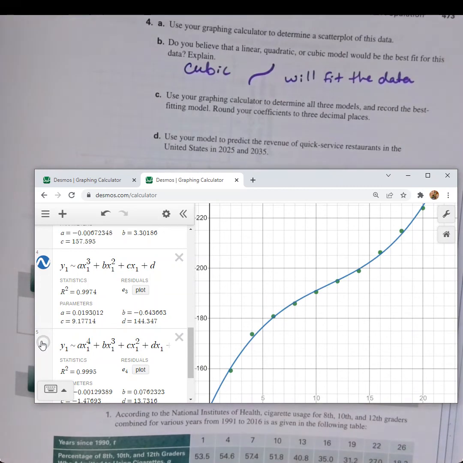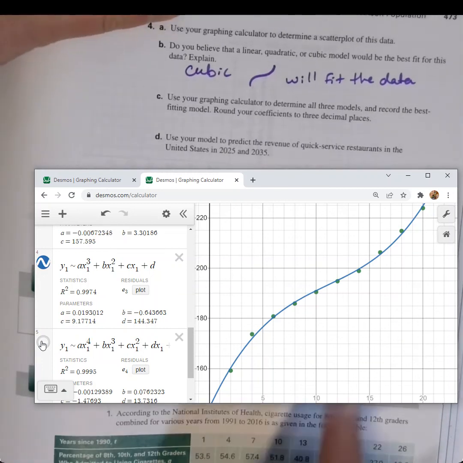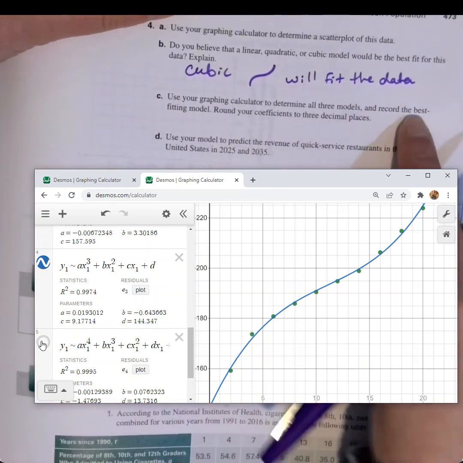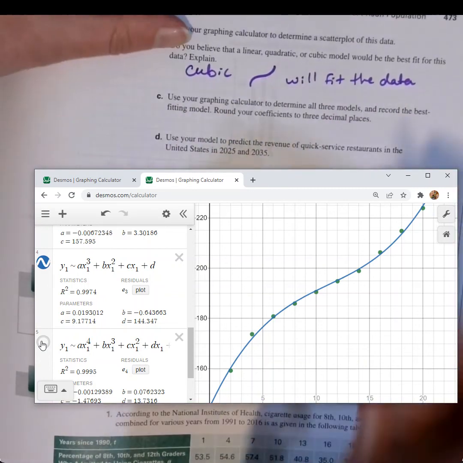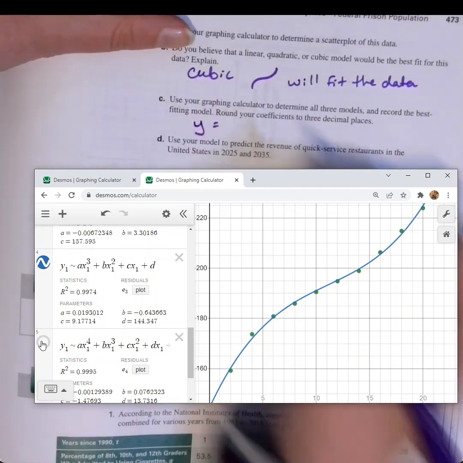We would only want to change to quartic if we needed an additional wiggle or if we needed it to have that turning point the quartic was going to have that the cubic didn't. So this one's going to be a cubic. Okay, find all three models, write all three, record the best fitting. Okay, so just have to write down the last one. I was only going to write down anyway.